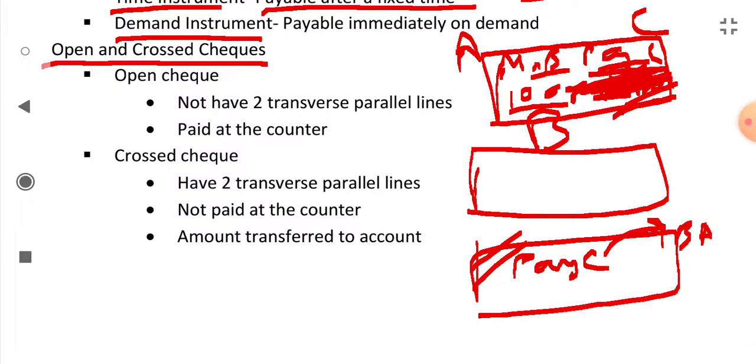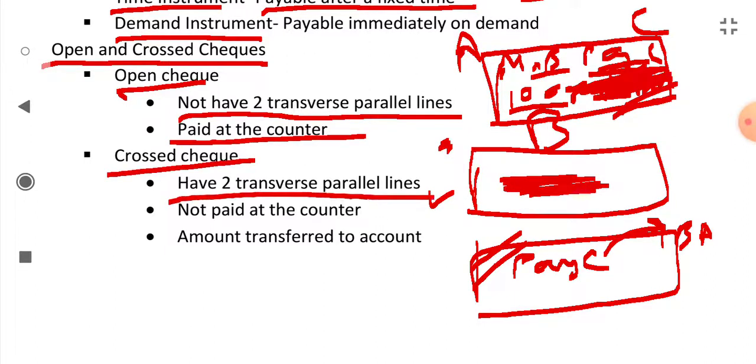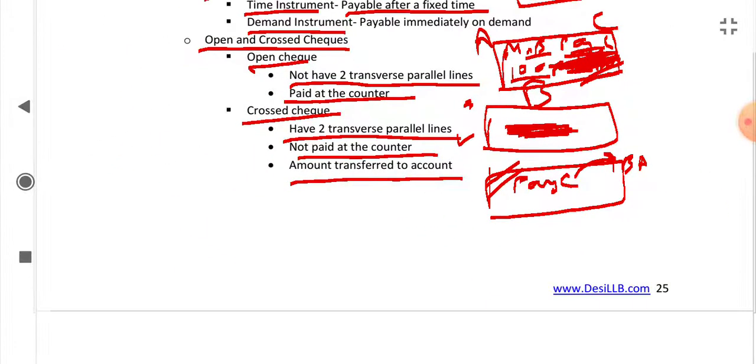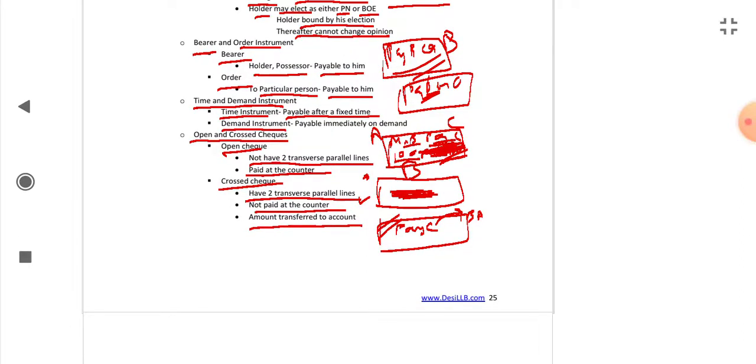But in an open check, in which there are no transverse lines, the amount can be paid at the counter. So open check means they do not have two transverse parallel lines, paid at the counter. Cross check has two transverse parallel lines, not paid at the counter, amount transferred to account. So negotiable instrument is done.